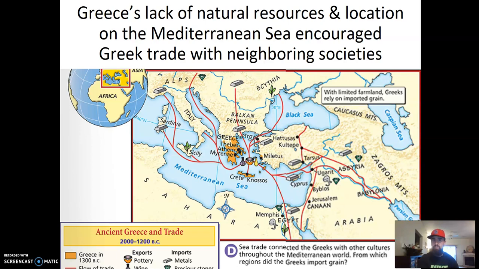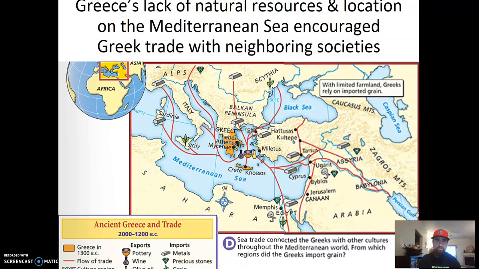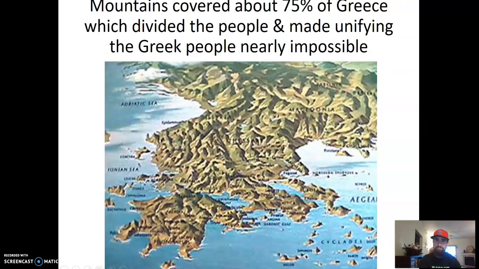Okay, so because they're covered in roughly 75% mountains, they obviously do not have a lot of natural resources. Not to say they don't have any, but they are lacking compared to other countries. So this will encourage Greece to go out, really, they have no choice, and trade with neighboring societies. You can see some examples here, trading with Italy, over in Asia, Northern Africa. If you take a look, let me adjust the screen here. You've got exports of Greece: pottery, wine, olive oil, still major exports today for Greece. Then imports: a lot of metals, stones, and then obviously grain too for the people to eat.